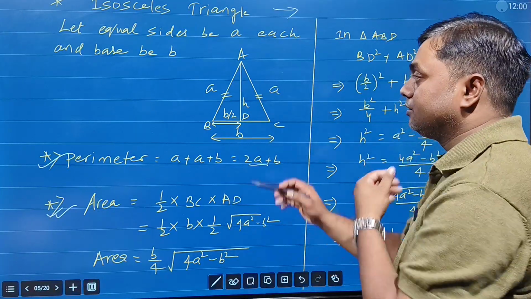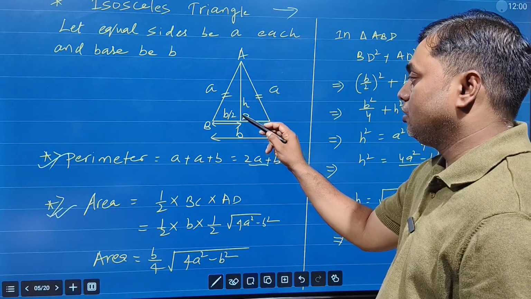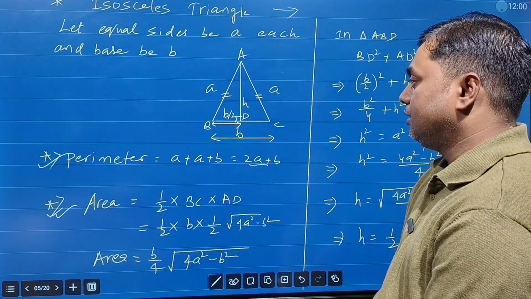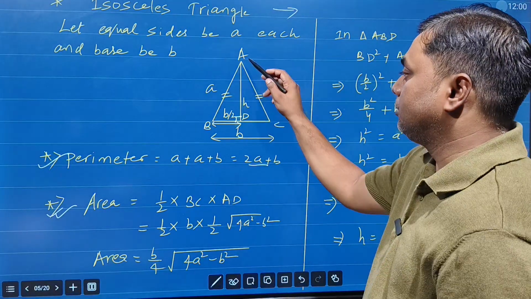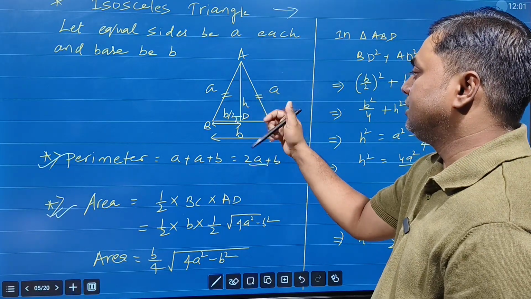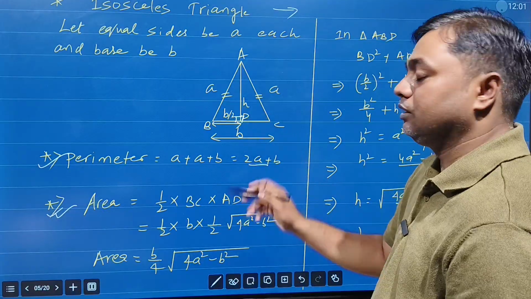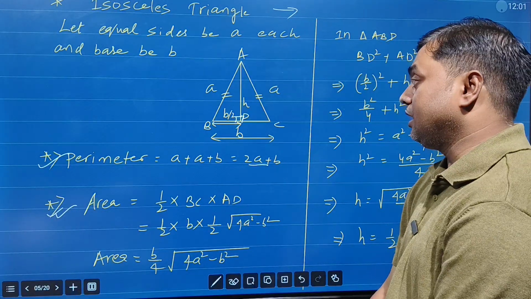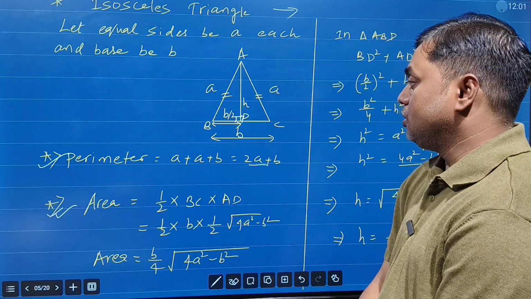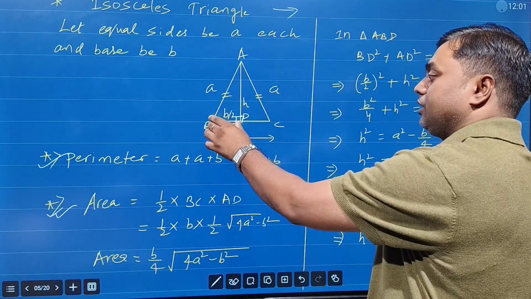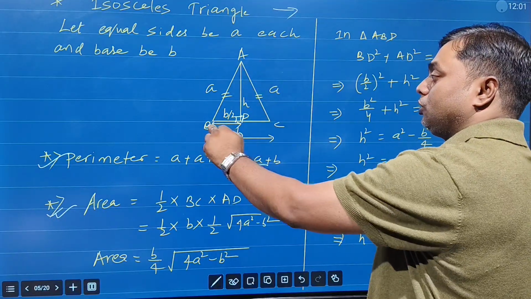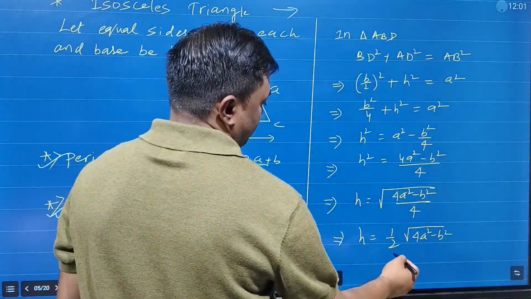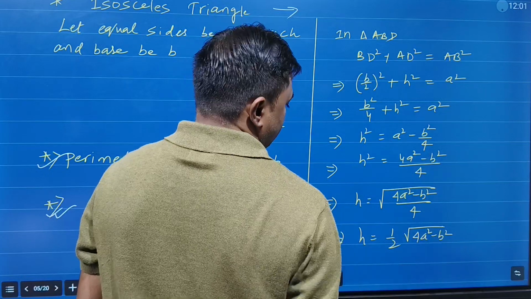So similarly we can draw one perpendicular on the side BC, and if you solve using the same thing here, this side will be equal to this side, and this angle is equal to this angle, that is 90 degree. And one side is common, so they are congruent by RHS, right angle, hypotenuse, and one side. If they are congruent, BP is equal to B by 2. Again, you apply the Pythagoras theorem in this triangle, so you will get the value of AP, that is height. Height will be half of root under 4A square minus B square.